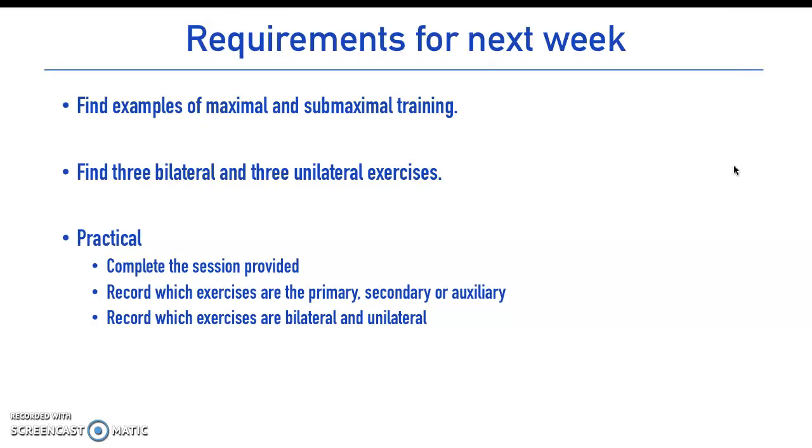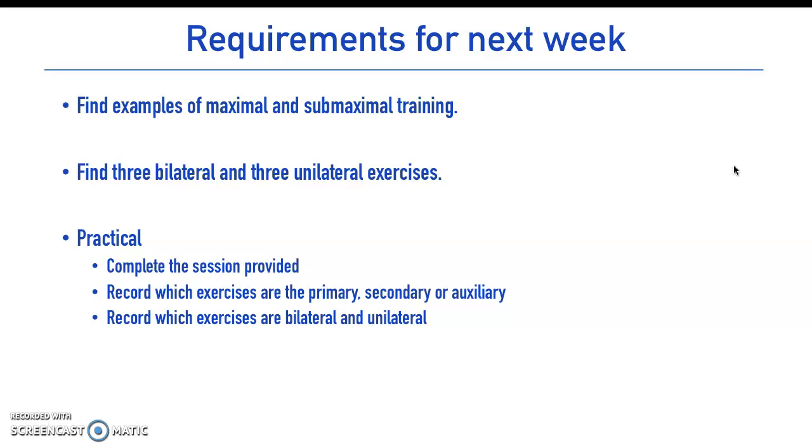So for next week, what is required from you guys? I want you to find examples of maximal training and sub-max training. You can have 1 example, you can have 10 examples, just at least one of each sub-maximal and maximal training. Then I want you to find 3 bilateral and 3 unilateral exercises.